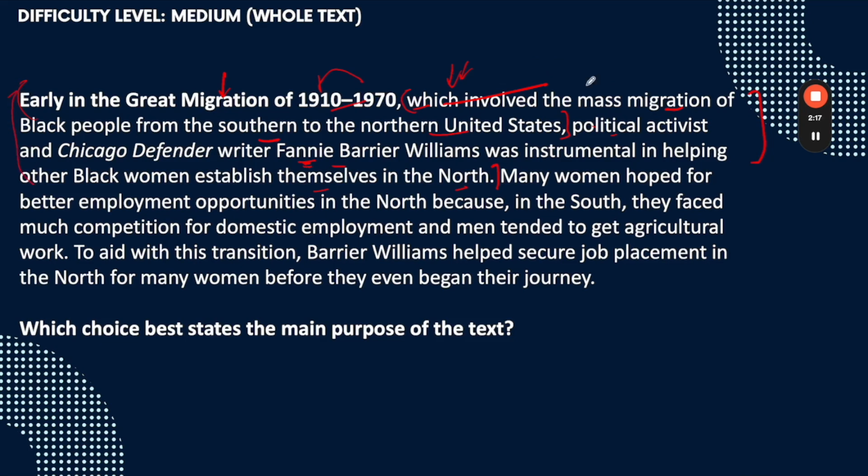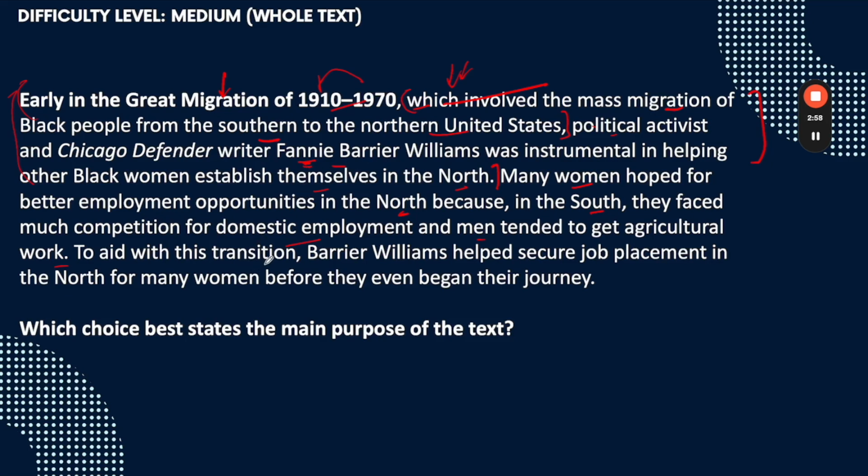That Fannie helped the black women. Let's read ahead. Many women hoped for better employment opportunities in the North because in the South they faced much competition for domestic employment and men tended to get agriculture work. So women were basically hoping to get better opportunities in the North, right? When they moved, they hoped to get better opportunities because they were facing issues in the South. A lot of competition in domestic employment and men were taking over the agriculture work. All in all, what I need to take away from this particular sentence is that women were hoping to get better employment opportunities in the North because there were issues that they were facing in the South.